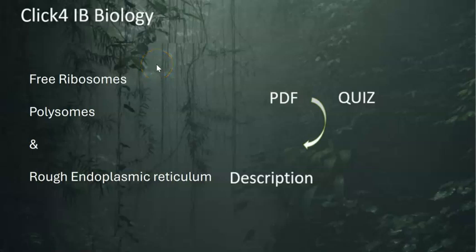Click for IB Biology. Here we're looking at the structure and function of ribosomes. Their combination to polysomes will be considered briefly, and their association with endoplasmic reticulum in what is called rough endoplasmic reticulum. So we'll take a look at that organelle as well.